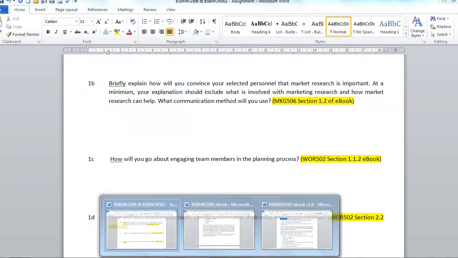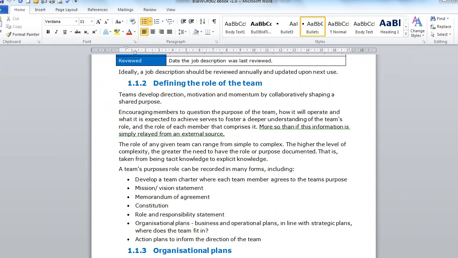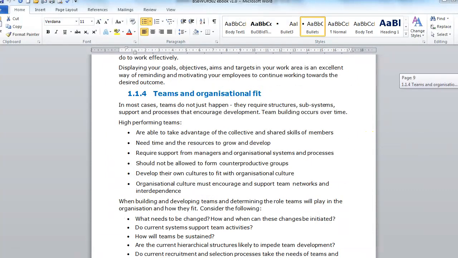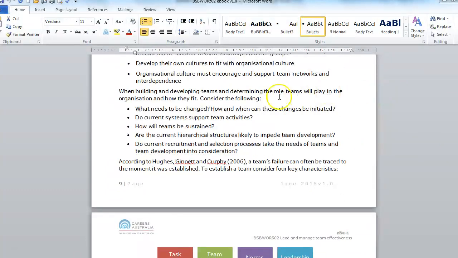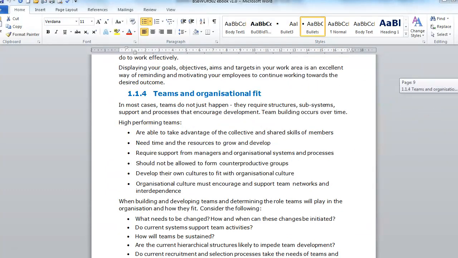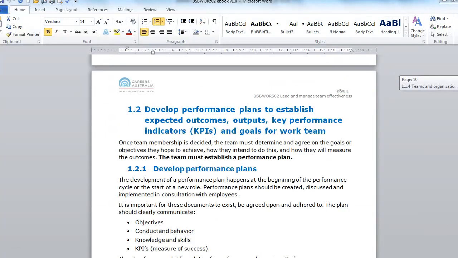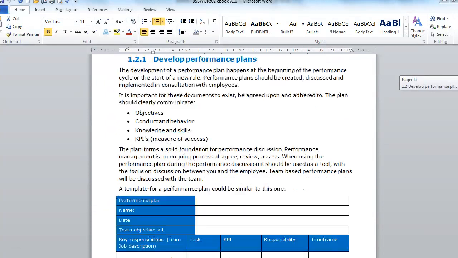Next one, how will you ensure your team clearly understands their roles and responsibilities? So this is a pretty similar question again. So you could do some of those same things. So team charter, role and responsibilities, how they fit into the organizational plan. So high performing teams, they definitely know where they fit into an organization. So you can keep doing those things and saying how the market research and what they're doing fits in with that. You can also do what's in develop performance plans.